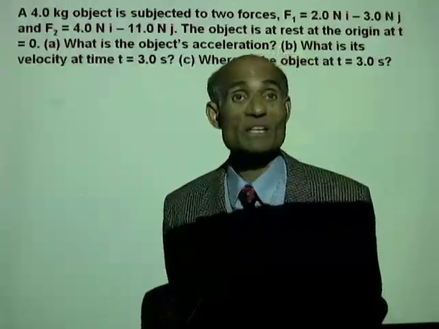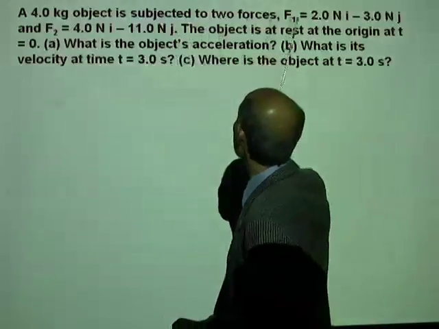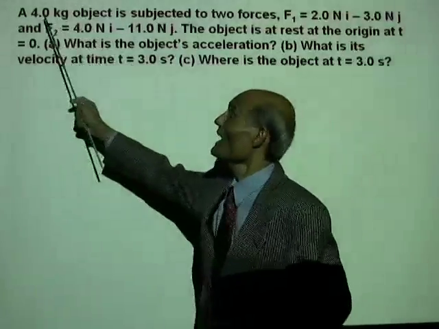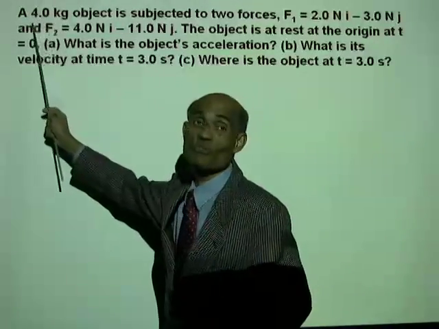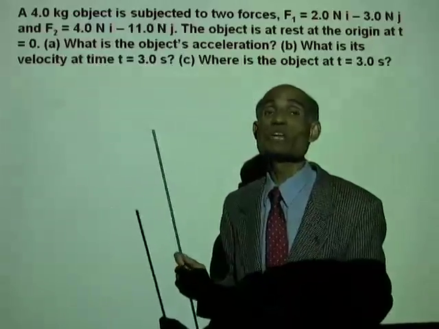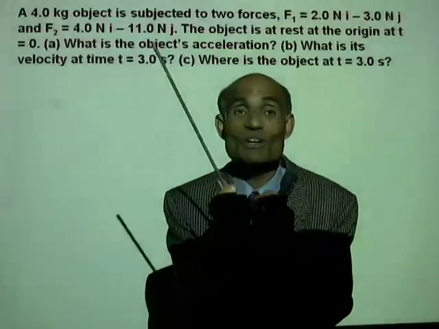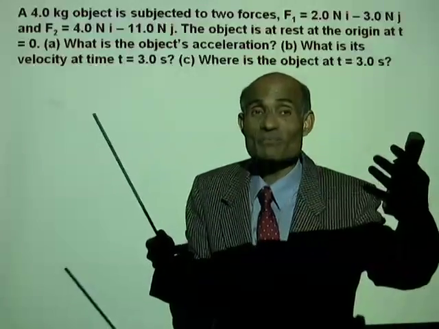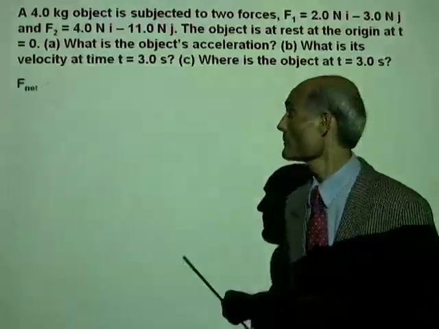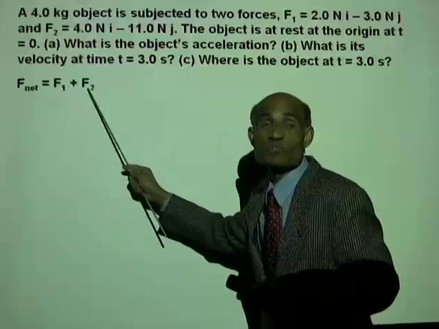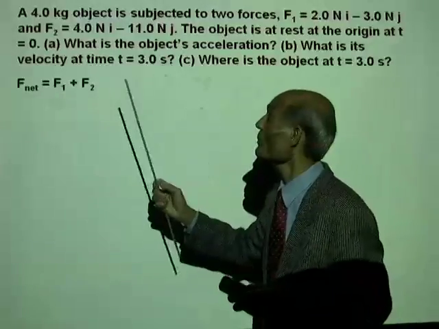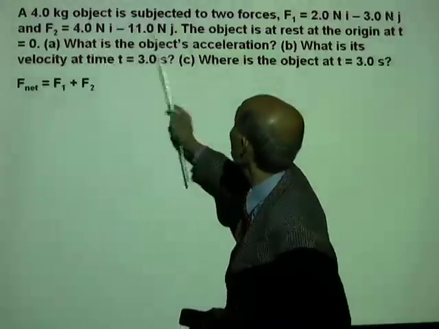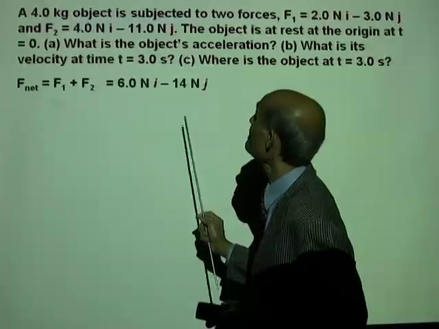Okay, how do we start here? We know there are two forces on a particle of mass 4 kilogram. We need to find the net force and use the net force to find the acceleration. Alright, let's get going. F net equal to F1 plus F2. So, F1 plus F2, add the x components and add the y component.